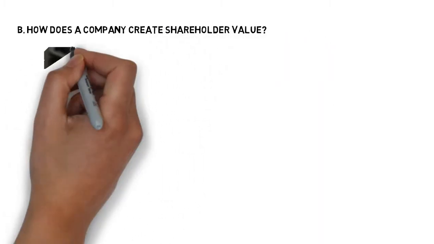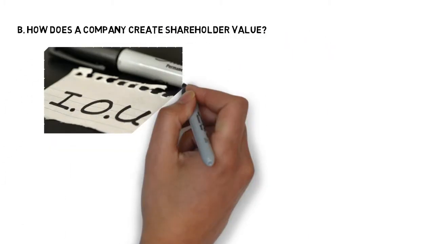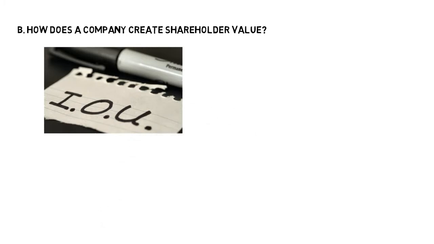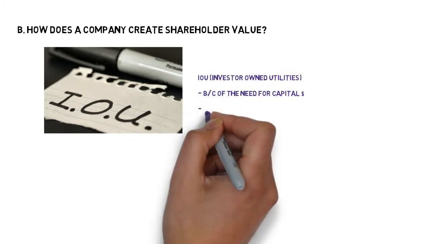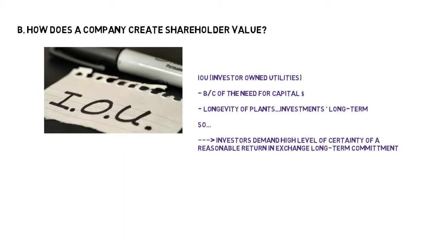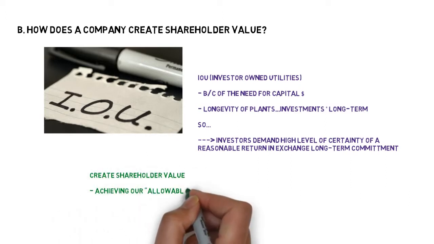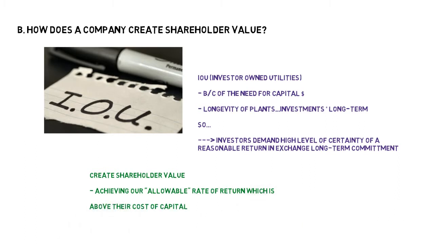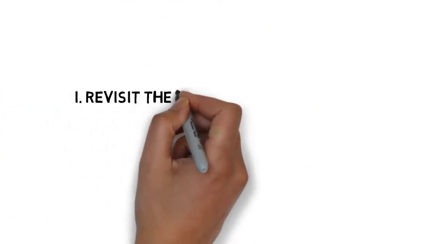If you remember from our last lesson, we talked about IOUs, investor-owned utilities. And remember, utilities require substantial investment to build power plants because they're really expensive. Investors are looking for some surety, some consistency before they're going to invest into a utility. So as a utility, to create shareholder value, we can achieve our allowable rate of return, and that's above the shareholder's cost of capital. That's how you create shareholder value.